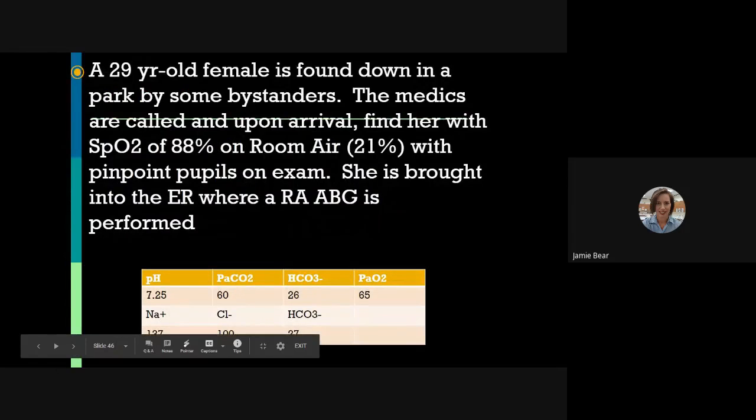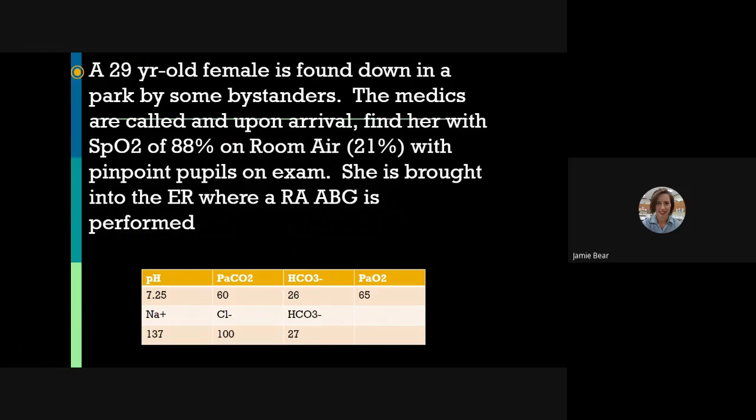Here we go. A 29-year-old female is found down in a park by some bystanders. The medics are called and upon arrival find her with an SpO2 of 88% on room air with pinpoint pupils on exam. She is brought into the ER where a room air arterial blood gas is performed. pH 7.25, PaCO2 of 60, bicarbonate of 26, and a PaO2 of 65. So she has an acute respiratory acidosis with mild hypoxemia.